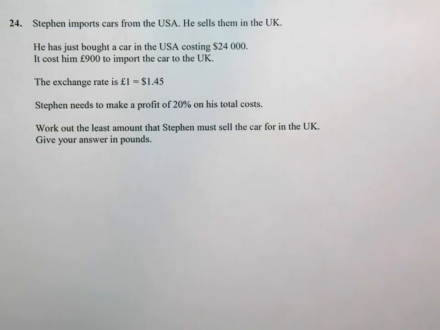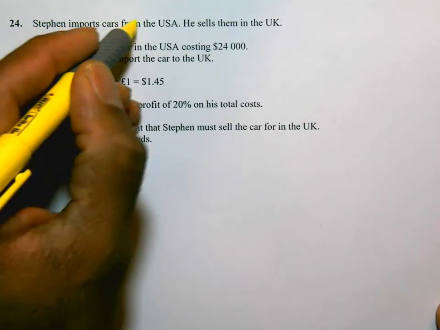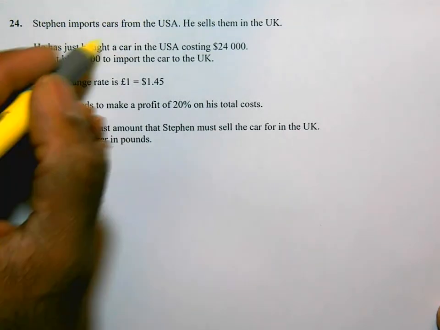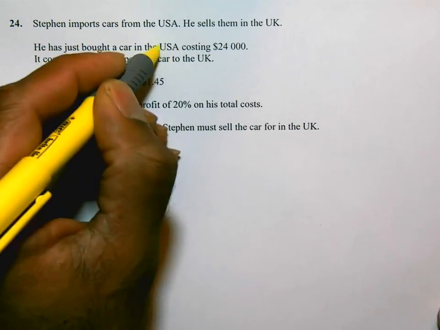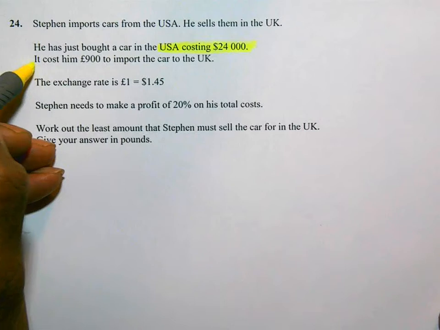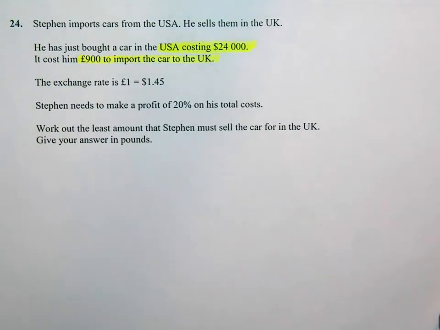Okay, this is question 24 on practice paper A, the foundation practice paper A, and it's the calculator paper. Okay, looking at question 12, it says Stephen imports cars from the USA. He sells them in the UK. He just bought a car in the USA costing $24,000. It cost him £900 to import the car to the UK. So to bring it across, it cost him £900.